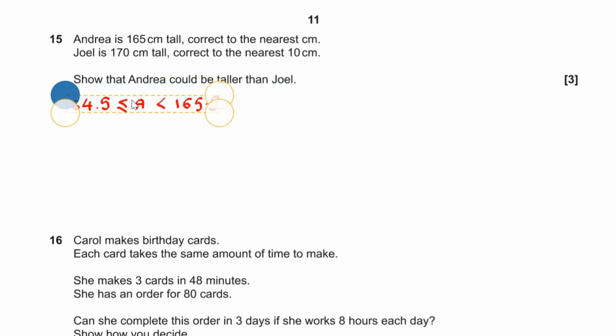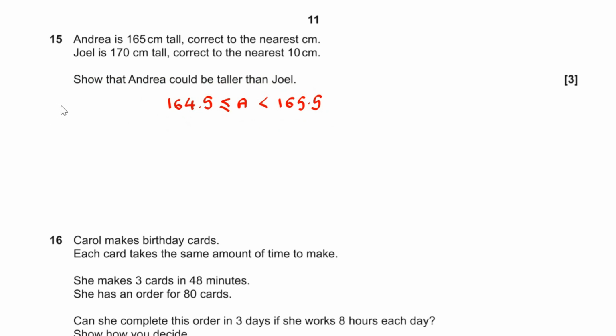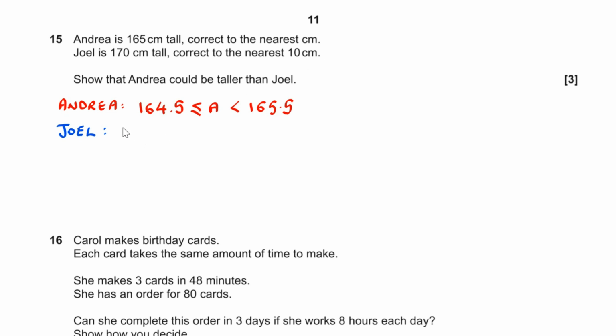Okay, so let's just write that down. Here is the situation for Andrea. And for Joel, what we would have here, if it's to the nearest 10 centimeters, we'd have over here 165 being less than or equal to J being less than 175. So therefore, what you can see is a possible pair.